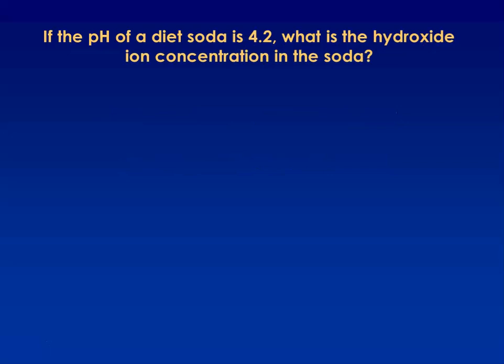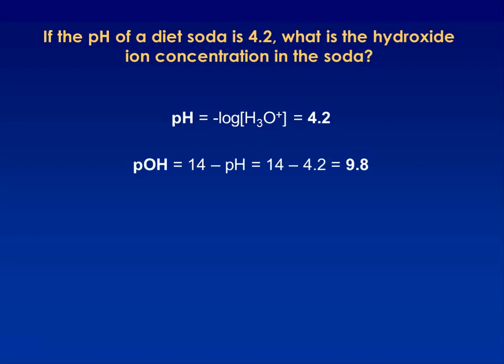Here we have pH of a diet soda is 4.2. What is the hydroxide ion concentration in the soda? So if our pH is 4.2, pOH would be 14 minus that, 9.8. We know that I can find from pOH the hydroxide concentration by taking 10 to the negative of that pOH value. Notice there was 1 decimal place in my pOH, so I kept 1 sig fig in my concentration, and I got that the hydroxide concentration was 2 times 10 to the negative 10th. Pretty small, but that makes sense. Sodas are pretty acidic.